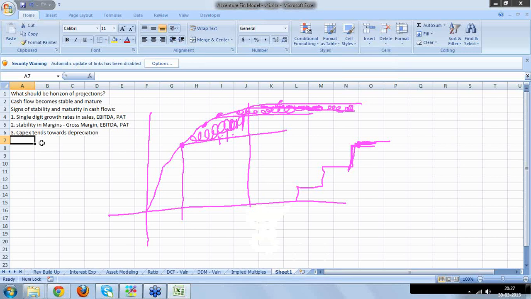And the fourth sign is cash flow should become positive and not change signs. If your cash flows are coming out negative year after year, then probably discounted cash flow is not the right method to value the company. Then you have to look for an alternate method to value the company.